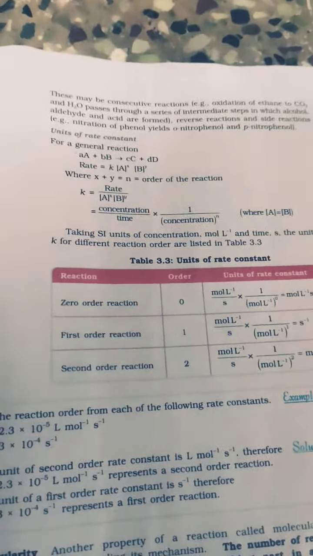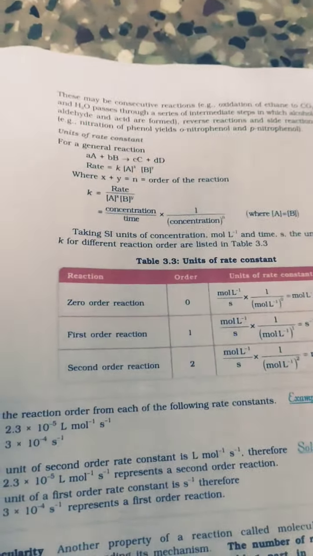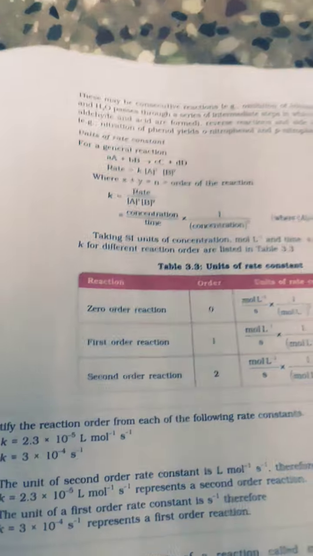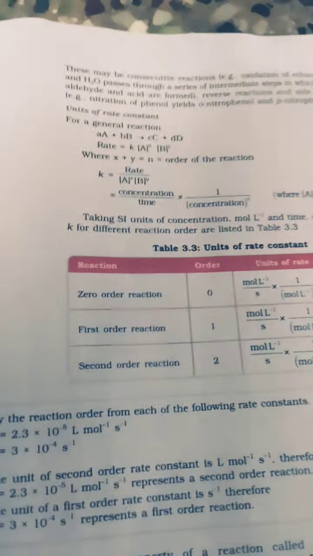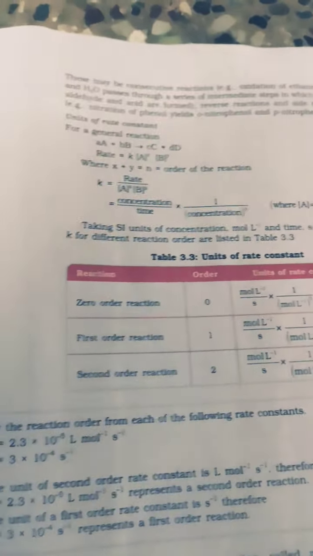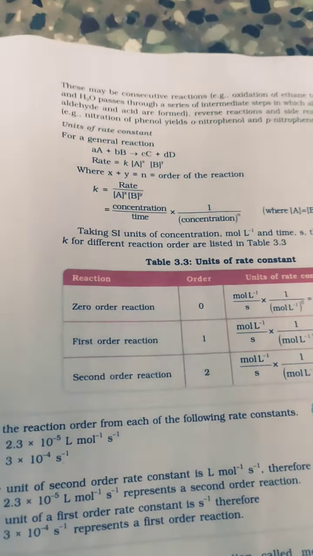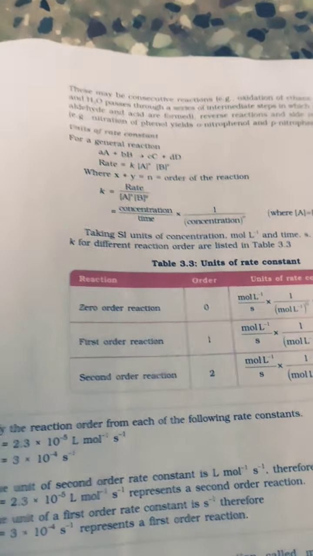What are the examples of complex reactions? Oxidation of ethane to CO2. It will yield CO2 and H2O. When it passes through the intermediate steps, it will give alcohol, aldehyde and acid. Other example, nitration of phenol, which will yield O-nitrophenol and P-nitrophenol.